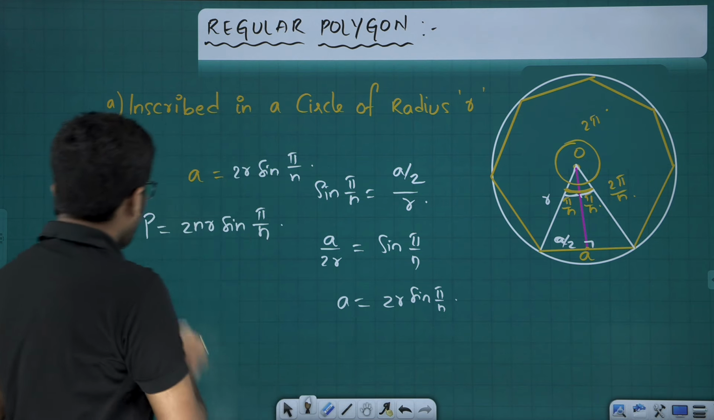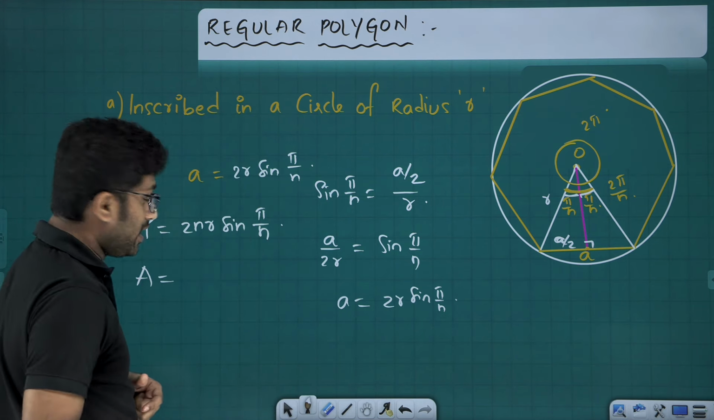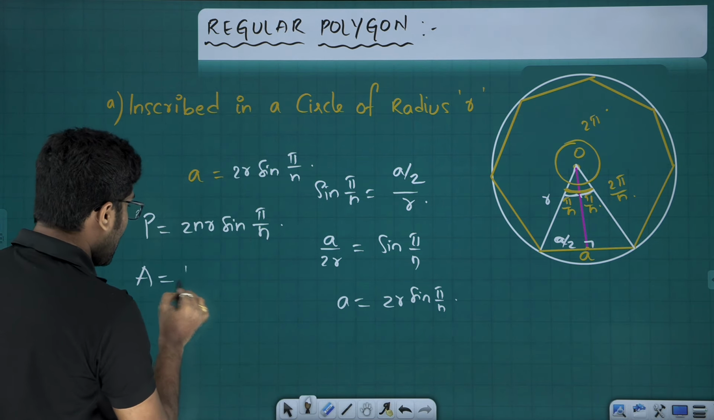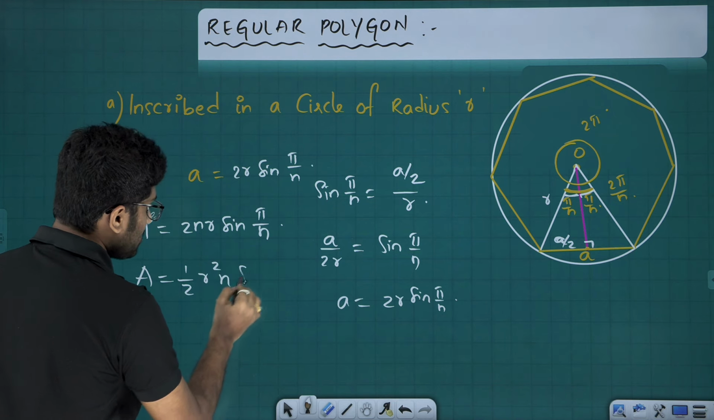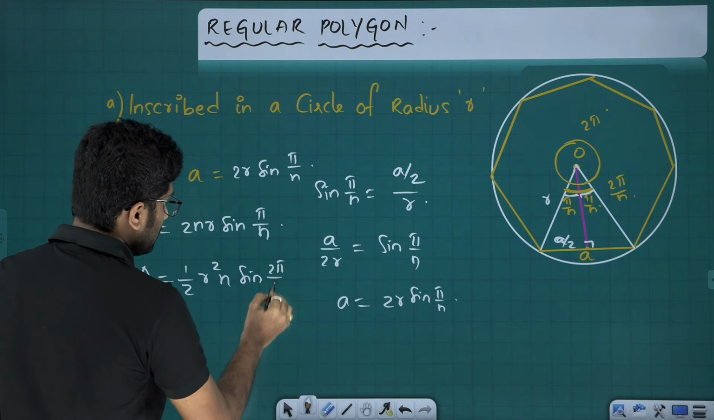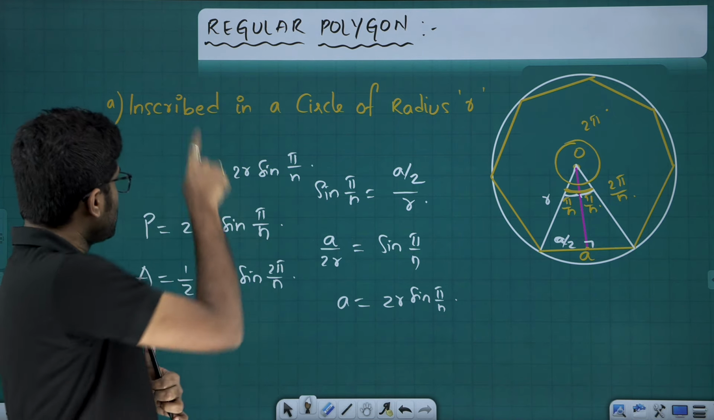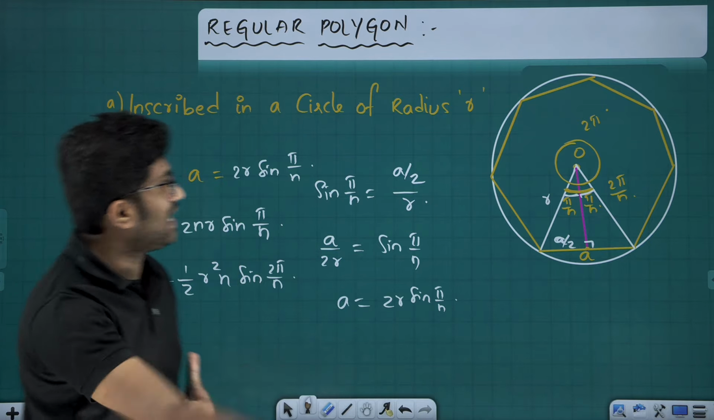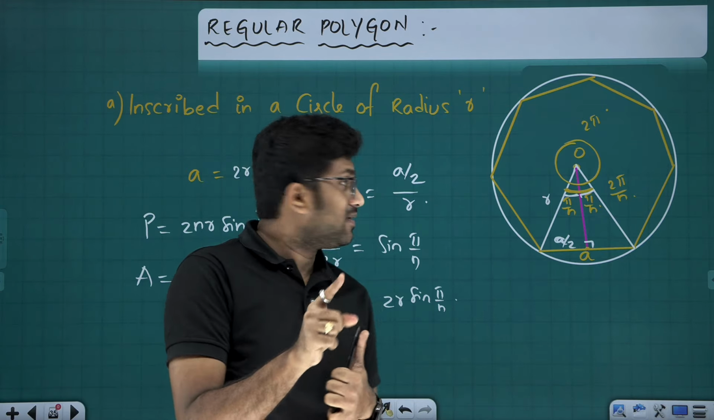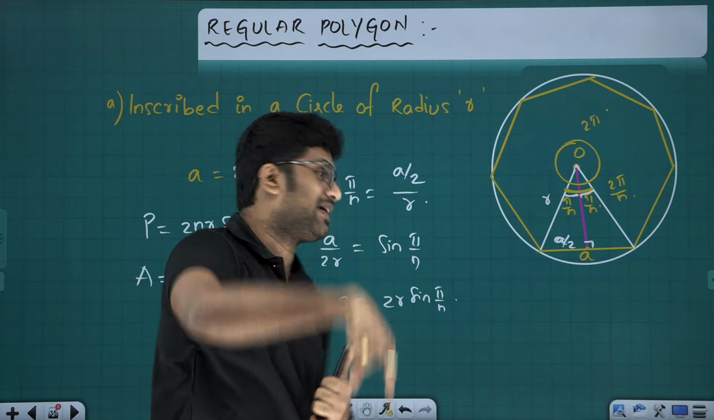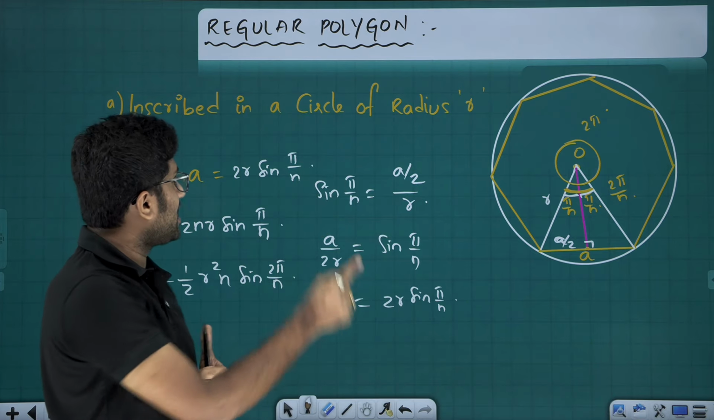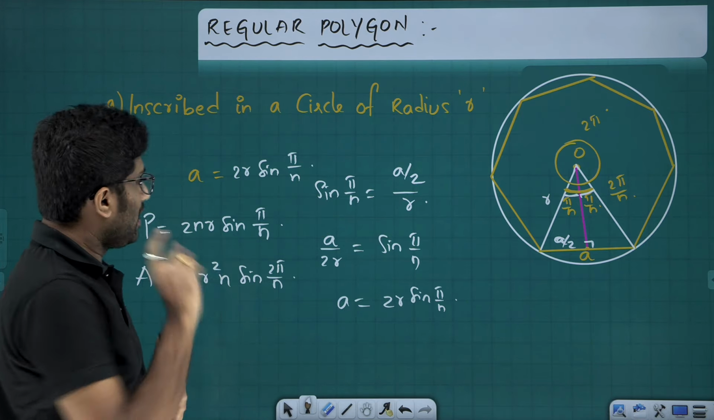Clear? Next we also have one more formula which is related to area. Area is equal to half r square n times sine 2 pi by n. So if you know side length, perimeter, area, then that's enough. When a polygon is inscribed in the circle, side length will be 2r sine pi by n, and then the perimeter and area.